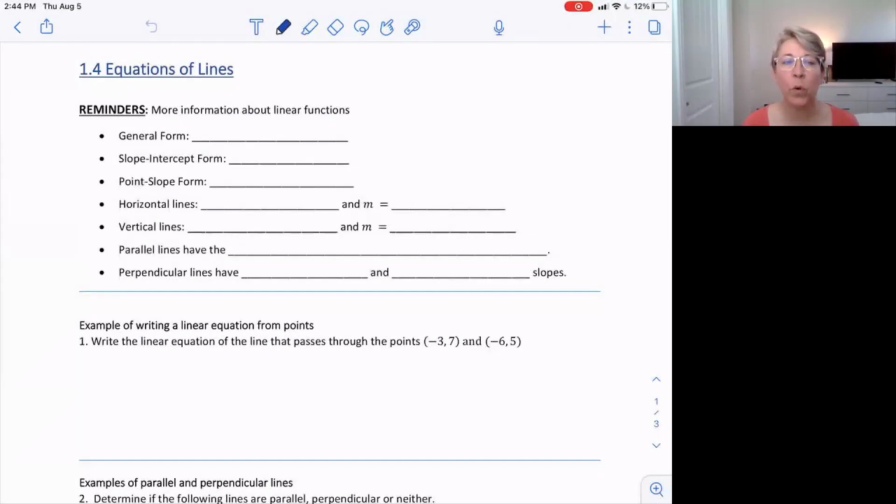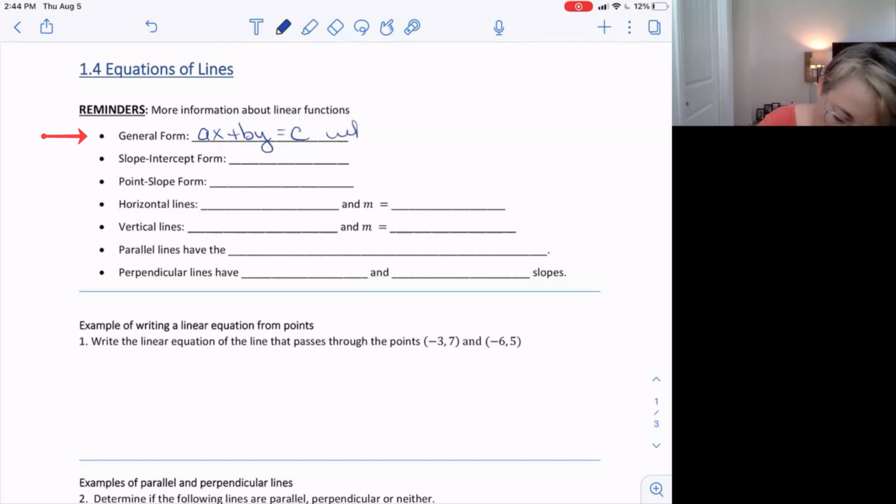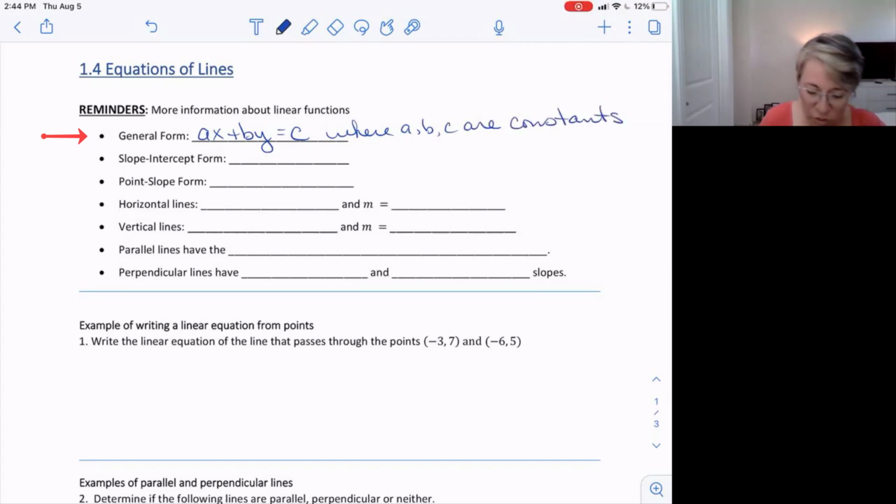All right, team, 1.4 equations of lines. Here's a little bit more information about our linear functions. We have the general form, ax plus by equals c. Now, here the a, b, and c are constants, meaning they're just numbers. So remember, x and y are only variables and their exponents are 1.